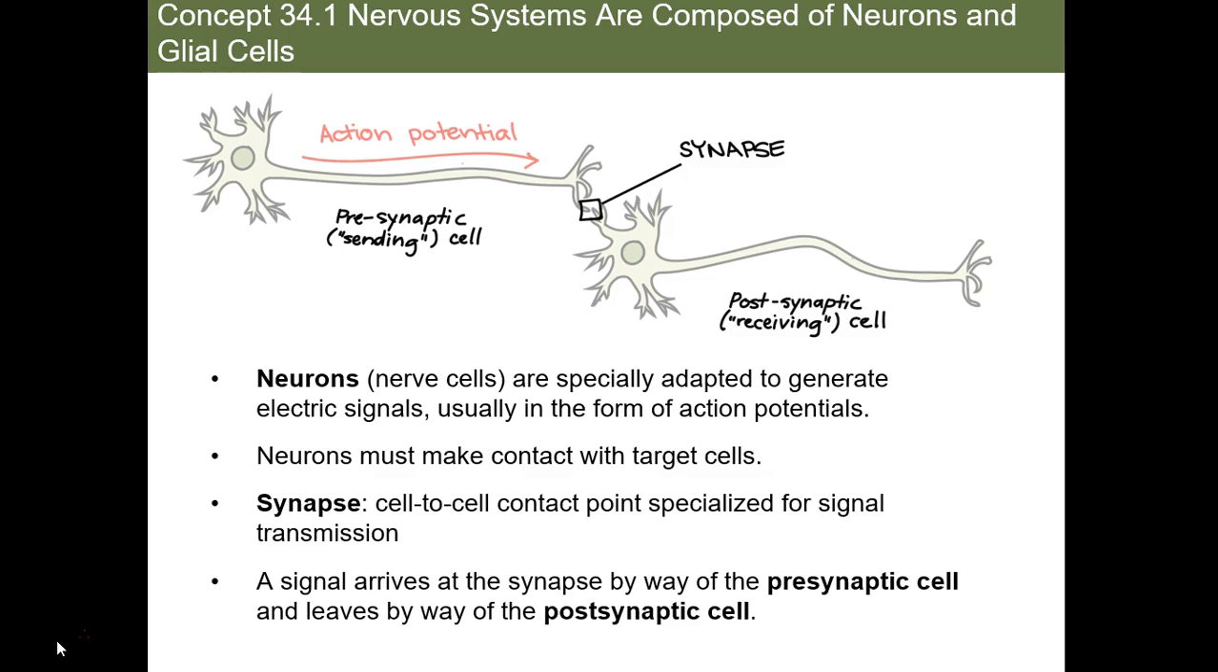The picture above illustrates this concept. A signal arrives at the synapse by way of the presynaptic cell and leaves by way of the postsynaptic cell.